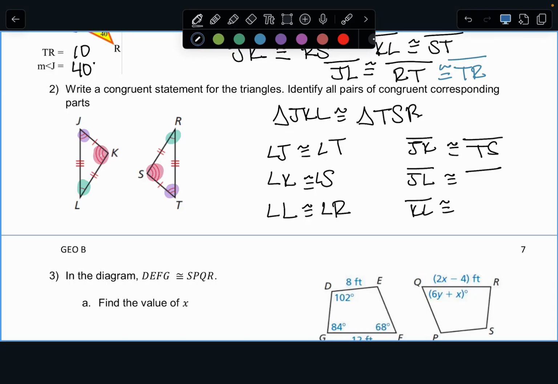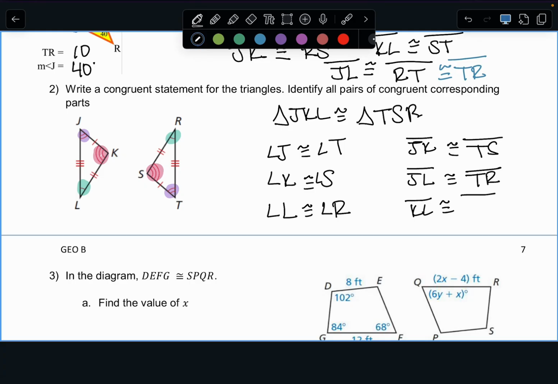RT. Close, you're really close. Slow down. JL, and I was close. You were close. It's the other way around. TR. TR, very good.